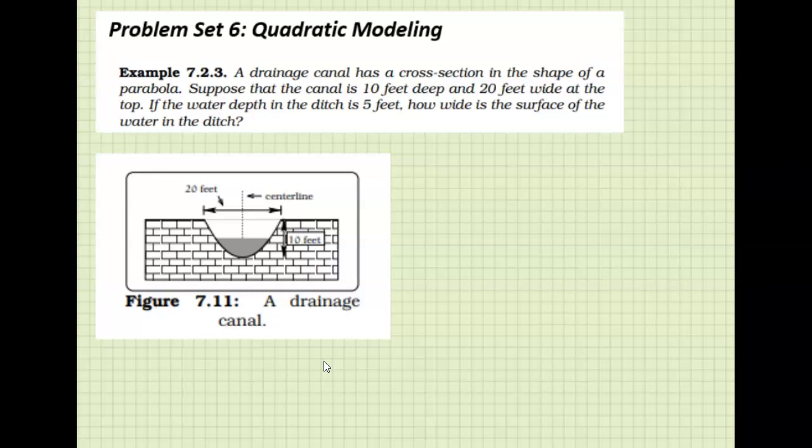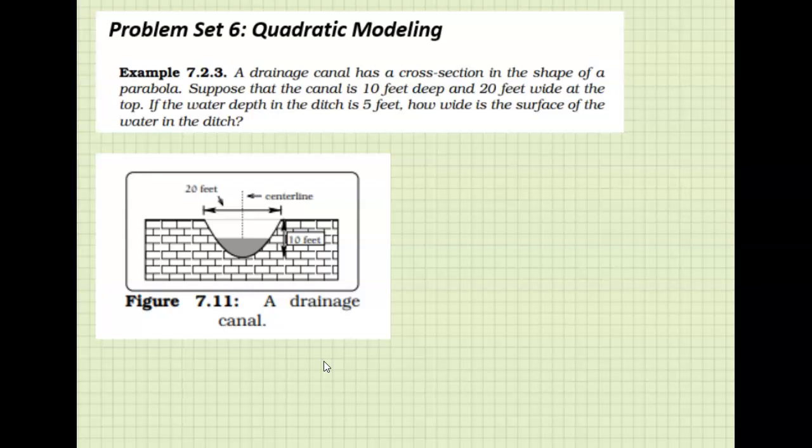A drainage canal has a cross-section in the shape of a parabola. Suppose that the canal is 10 feet deep and 20 feet wide at the top. If the water depth in the ditch is 5 feet, how wide is the surface of the water in the ditch?